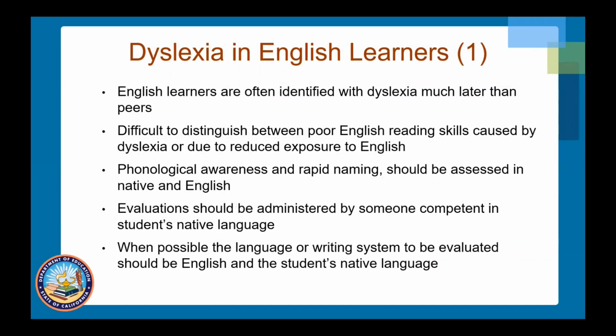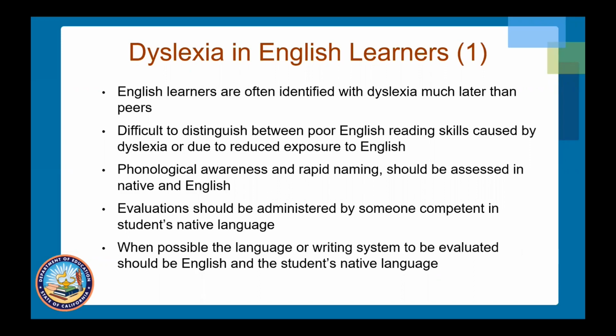Identifying dyslexia in English learners can be a particular challenge. Some important information and recommendations from the dyslexia guidelines are highlighted here. It can be hard to distinguish between poor English reading skills that are due to dyslexia and reading deficits that are a result of limited exposure to English. One consequence of this is that English learners are often identified with dyslexia much later than peers.